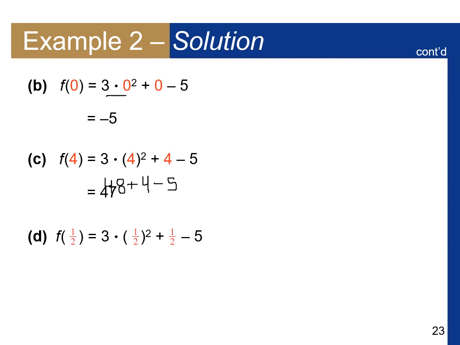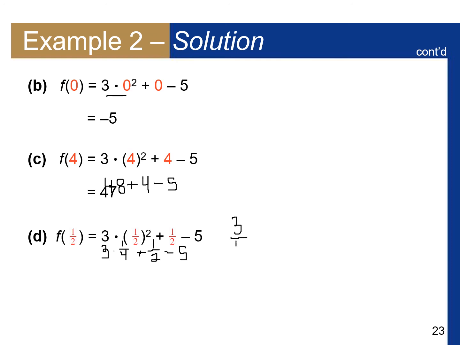If I substitute in 1/2, same thing. Now remember, when you square 1/2, you're squaring the top and bottom. So this becomes 3 times 1/4. I'm going to try to put my numbers a little higher since I kind of ran into it last time. And then plus 1/2 minus 5. Well, 3 times 1/4 is just 3/4.